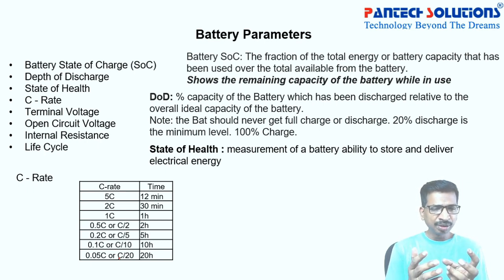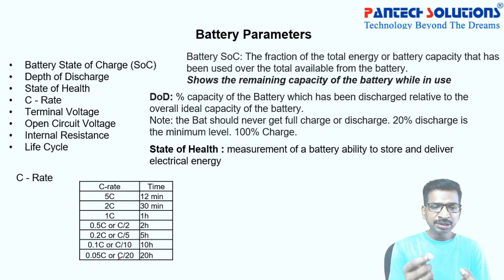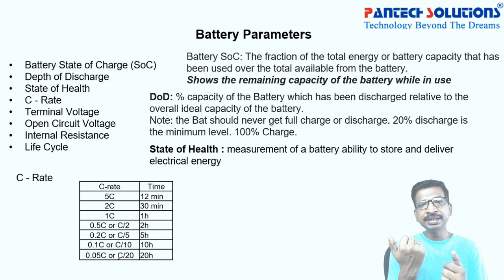If you measure the C rate of the battery, this C rate will be mentioned on the data sheet. If it is mentioned as 1C, then you can charge the battery as well as discharge the battery for 1 hour. Similarly, if you take a 5C battery, then within 12 minutes the battery can charge as well as discharge the current from the battery set. So that is the C rate.